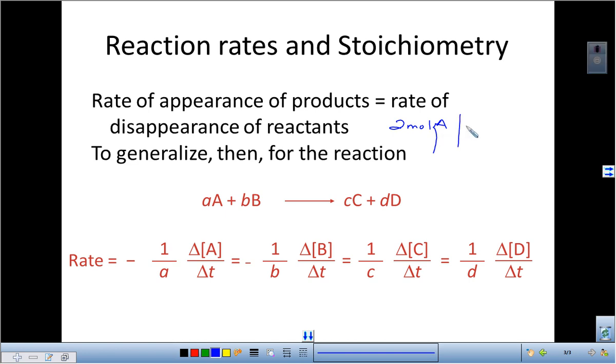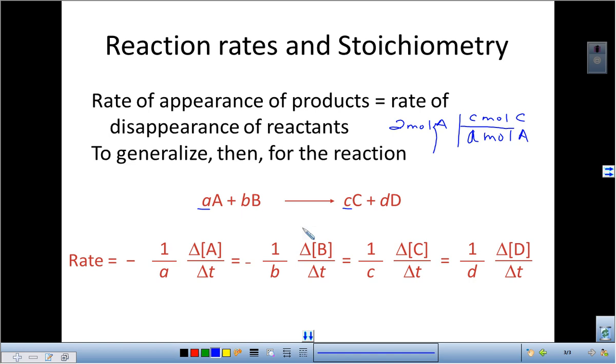Stoichiometry. A moles of A yields how many moles of C? c moles of C. Where did you get those letters from? The coefficients of the reaction. Now, if these are the same and I had 2 moles of A, how many moles of C would I get? I would get 2. But if they're not the same, then I have to take into account their stoichiometric relationships.